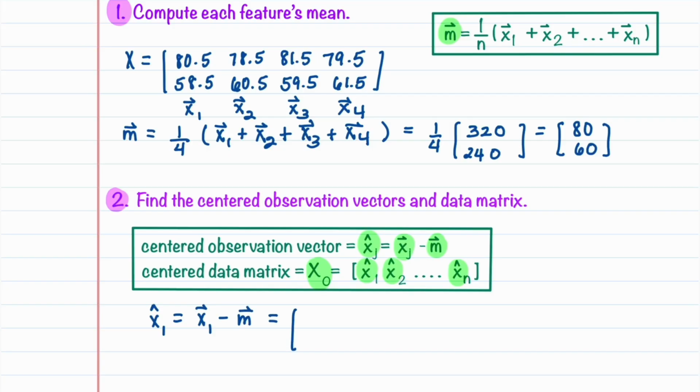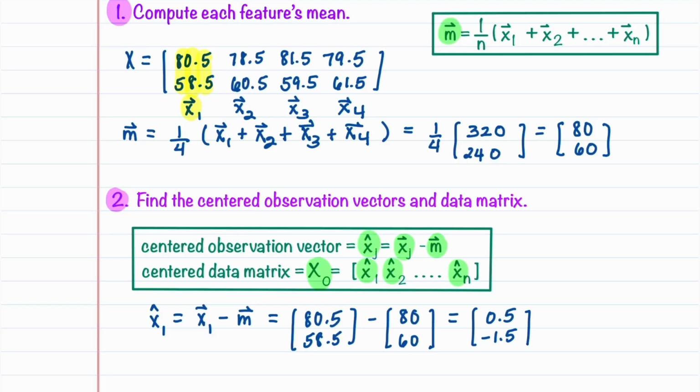Looking up above, let me highlight it so you can see what I'm looking at. This is x1. So we have 80.5 and 58.5. And then we subtract off the mean, which we found to be 80 and 60. And this gives us a value of 0.5 and minus 1.5. You do the same thing when computing the other centered observation vectors, and we put it all together, and we can now write down our centered data matrix.